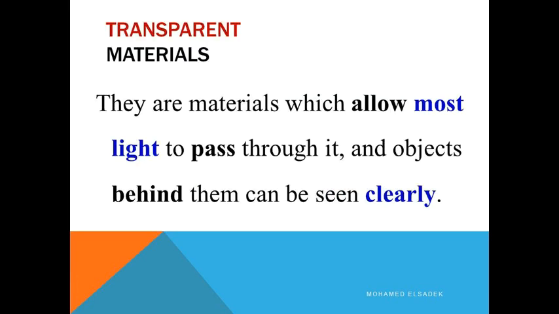Transparent materials. What is the definition? What is meant by transparent materials? It is the material which allows most light to pass through and objects behind it can be seen clearly.